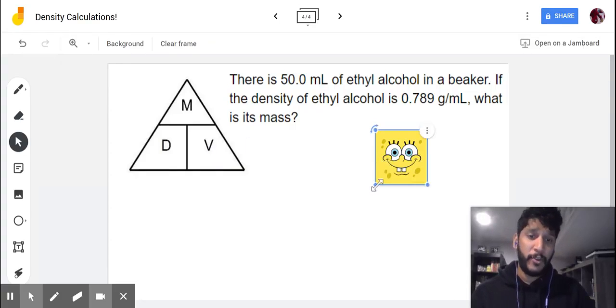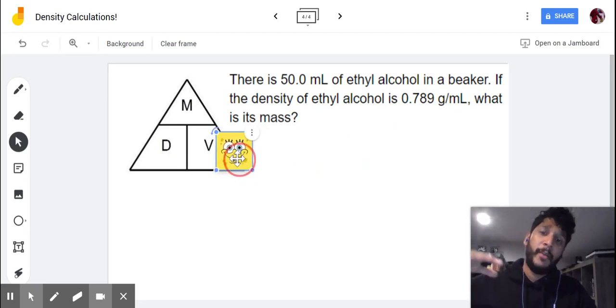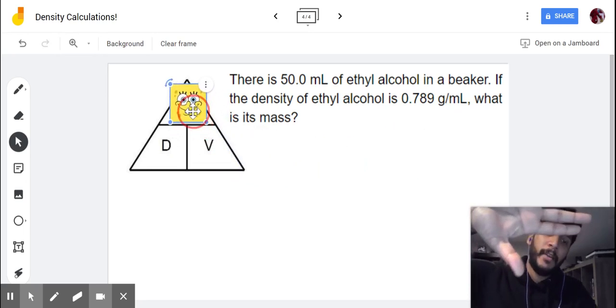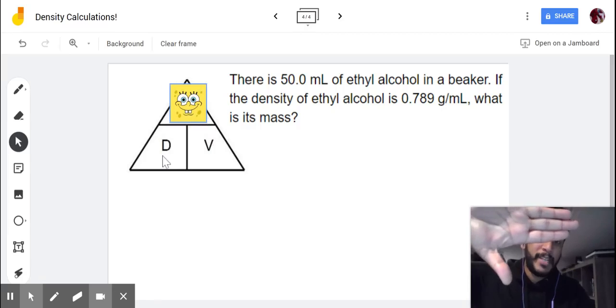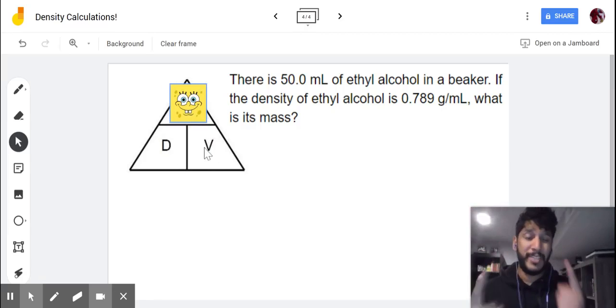Whatever you're looking for, you're going to cover up with your hand. So if I'm looking for mass, I'm just going to cover up the mass part of the triangle, and I'm left with density right next to volume. So when you have density and volume variables right next to each other, mathematically, you multiply those things together, right? So mass is going to equal density times volume.